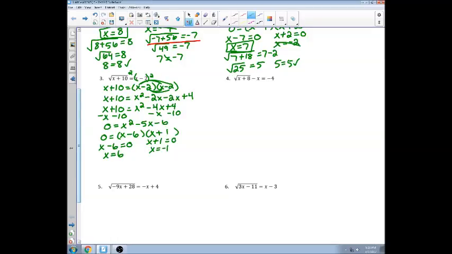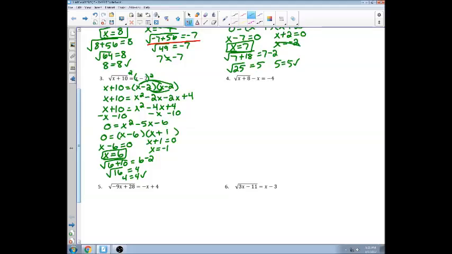Go ahead and check my answers. I need to put 6 in for all the x's. So the square root of 6 plus 10 equals 6 minus 2. 6 plus 10 is 16. 6 minus 2 is 4. So 4 does in fact equal 4. So x equals 6 is a good answer. On to the second part.